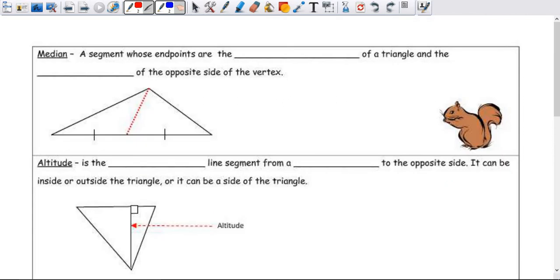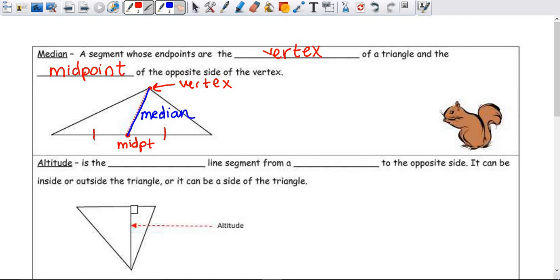All right, the last part we're going to learn about medians and altitudes. A median is a segment whose endpoints are the vertex of a triangle and the midpoint of the opposite side of the vertex. So right here, this point at the top of our triangle, that is called a vertex. And then right here, we know would be a midpoint because of those congruency markings. So then, this line right here is a median.